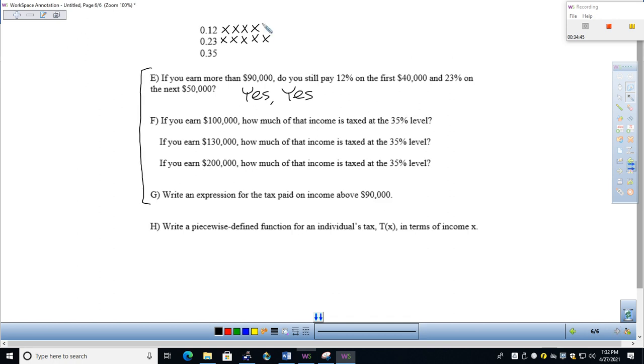And there it is in my table. First 40 at 12%. Next 50 at 23%. How much income is that total? That's $90,000 total. So this rate only kicks in for the money above $90,000. And again, I would just say right here, first sentence, statement.